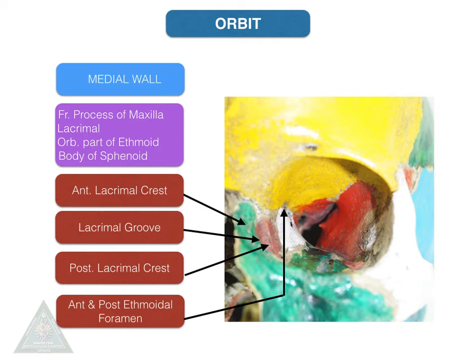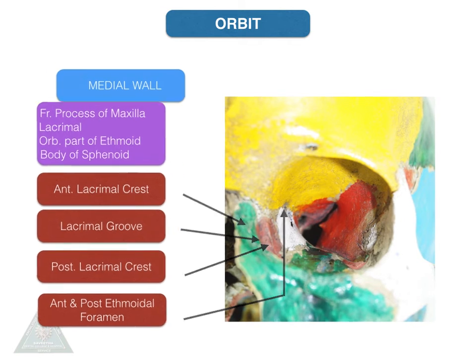Behind, in the lacrimal bone, we have the posterior lacrimal crest, which has attachments of the lacrimal fascia and the lacrimal head of orbicularis oculi. Between these two, we have the lacrimal groove, which houses the lacrimal sac and the nasolacrimal duct. Near the meeting point of the ethmoid and the frontal bone, we have the anterior and the posterior ethmoidal foramen, which transmits the anterior and posterior ethmoidal nerves and vessels from the orbit to the anterior cranial cavity.